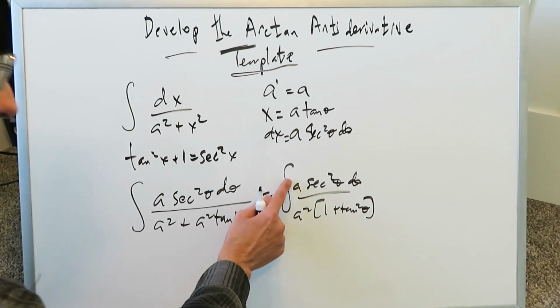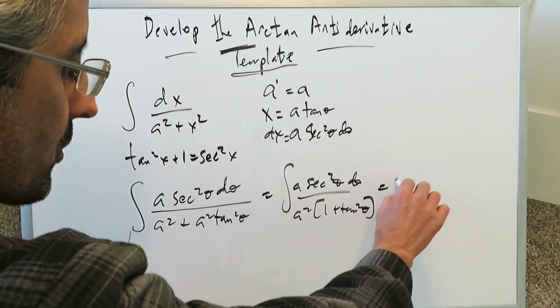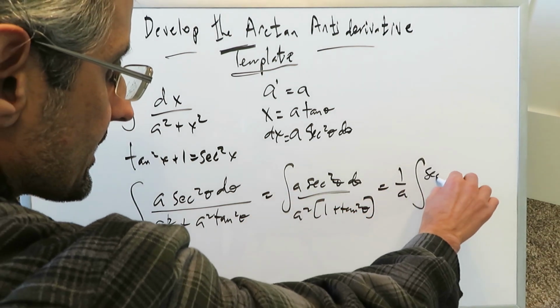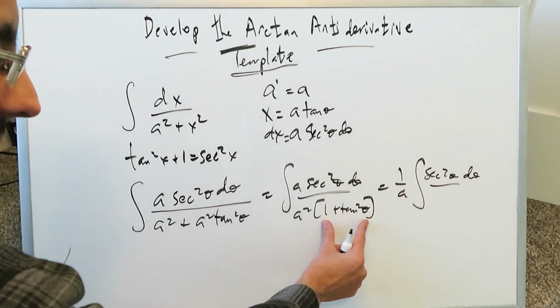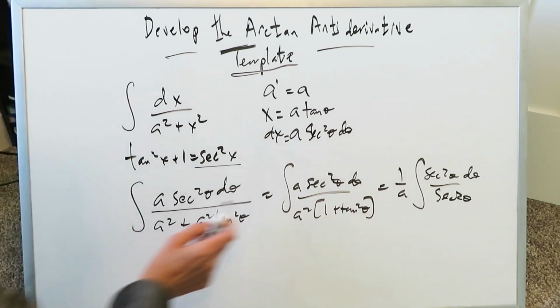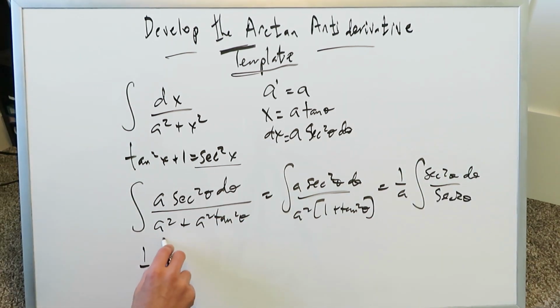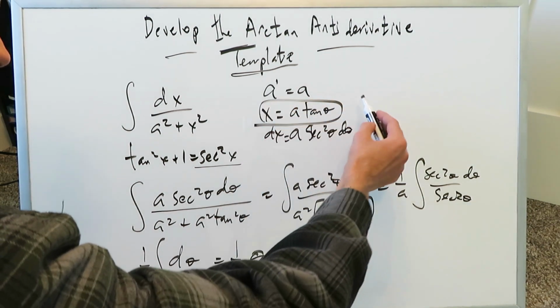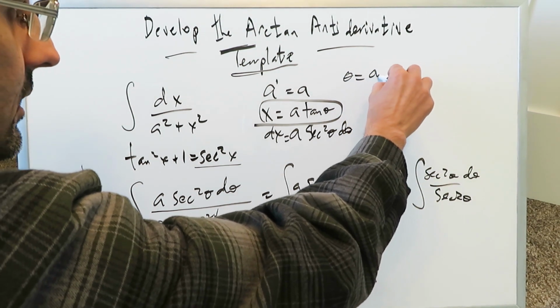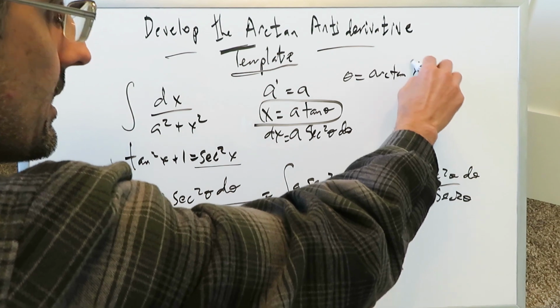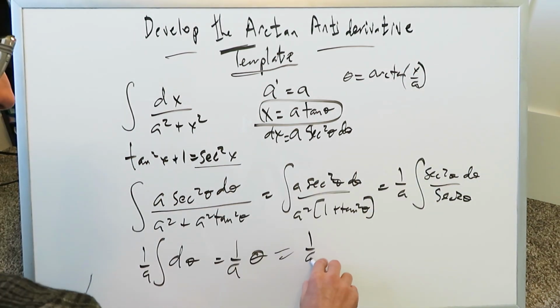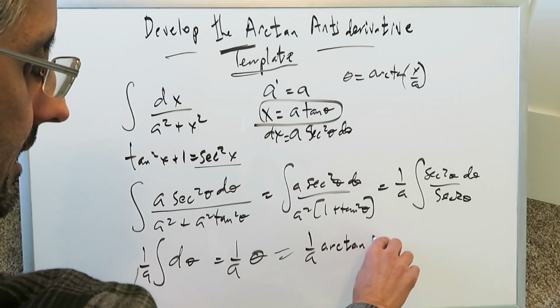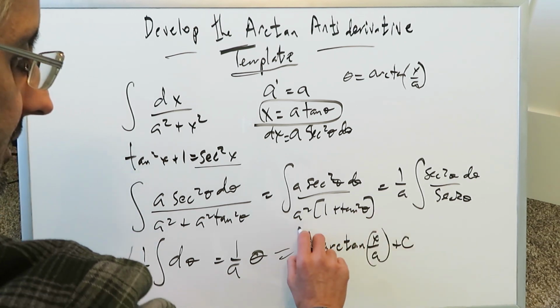When you do that, this a and this a squared can simplify. You can bring the 1 over a out, but then you're looking at a secant squared theta d theta, divided by secant squared theta, as you see right over here. Those secant squared thetas very well cancel out. You end up with 1 over a integral d theta. The antiderivative of this is just going to be theta plus c, but this theta needs to be examined further, and we will. You will have here theta is equal to arctan x over a. This will very well substitute right here. You'll have 1 over a arctan x over a, and here is your template that you have been waiting for.